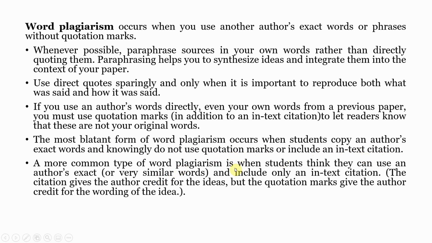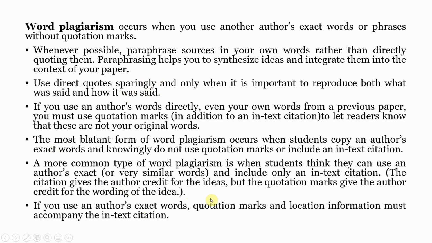A more common type of word plagiarism is when students think they can use an author's exact or very similar words and include only an in-text citation, just as I described earlier. The percentage will not go down if you just provide an in-text citation and a full reference at the end. You will have to properly paraphrase the text. The citation gives the author the credit for the ideas, but the quotation marks give the authors credit for the wording of the idea as well. Again, do not just put in quotations as you go along, because obviously you will have to use them sparingly.